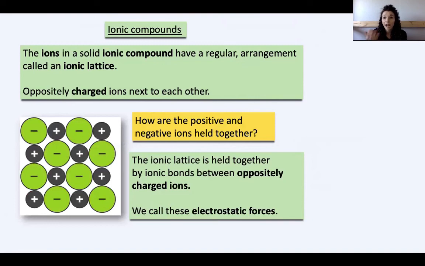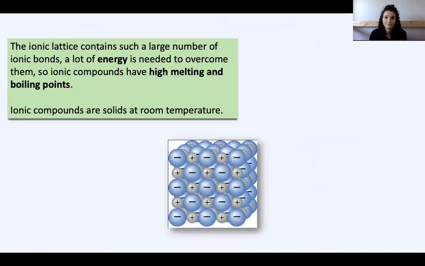And if you had a look at that question there, how are the positive and negative ions held together? The ionic lattice is held together because each of these ions is oppositely charged to the one next to it. Because they've got opposite charges, opposites attract. Remember, you've probably seen that when you've used magnets in school. The opposite poles of the magnets attract together. So these opposite charges are attracting together, and that's what is holding all these atoms together.